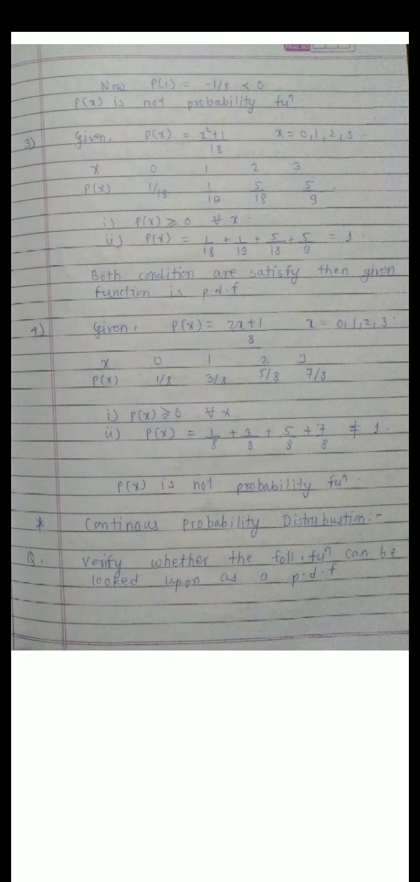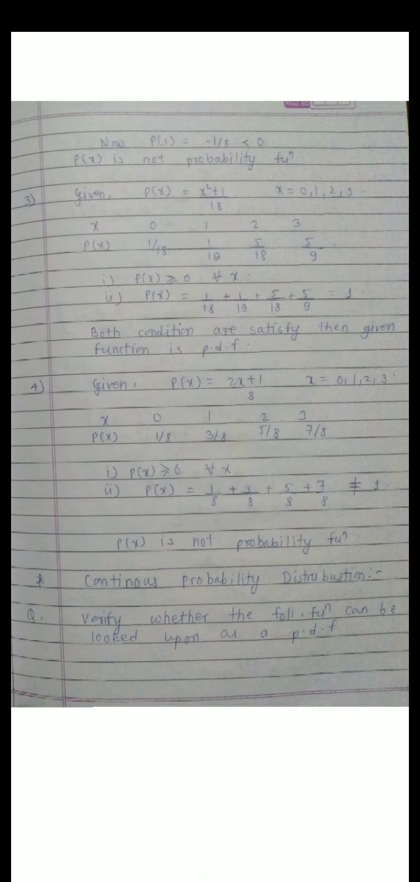Now third example is here that f of x is equal to x square plus 1 by 18 at x is equal to 0 1 2 3, and probabilities are there. Here we observe that all the probabilities are greater than or equal to 0, and if we add all the probabilities we get total sum is 1. That's why this is a PDF.